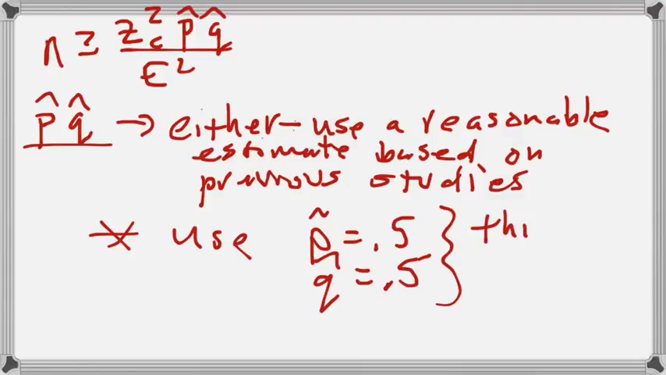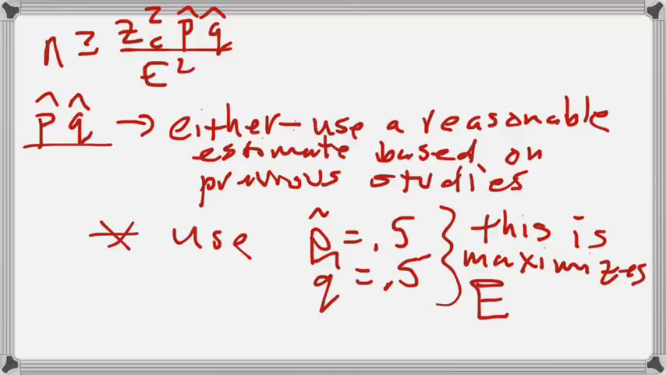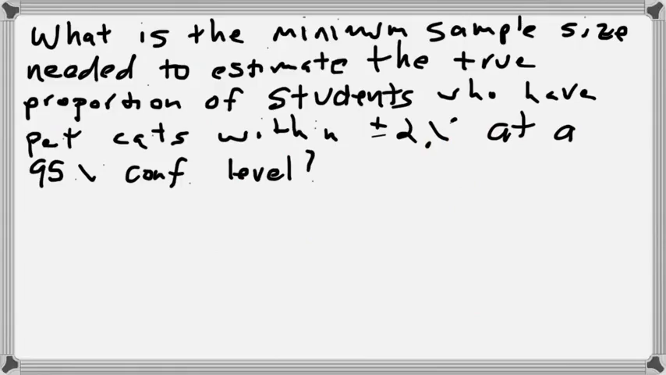And the reason why is this is going to maximize the margin of error. So pretty much what that means is that if I use this 50% for each, I pretty much can't be wrong. I'm guaranteed to have the correct sample size. So let's just see this in action here.